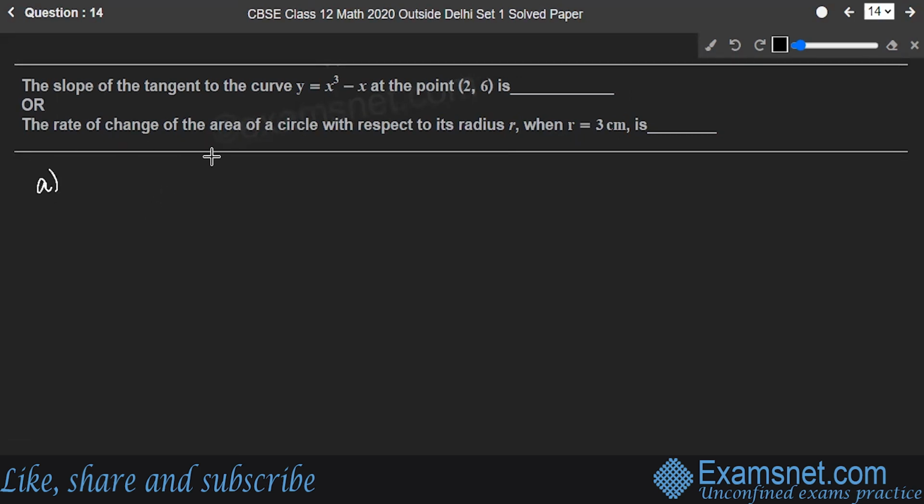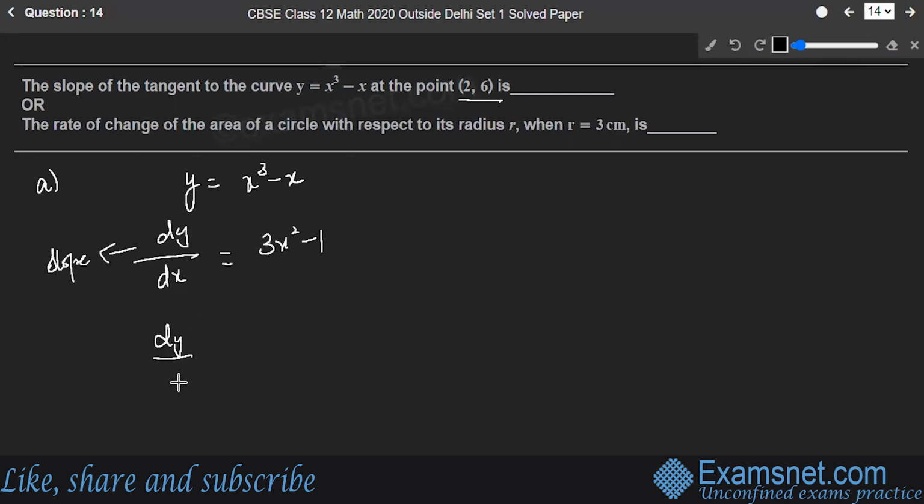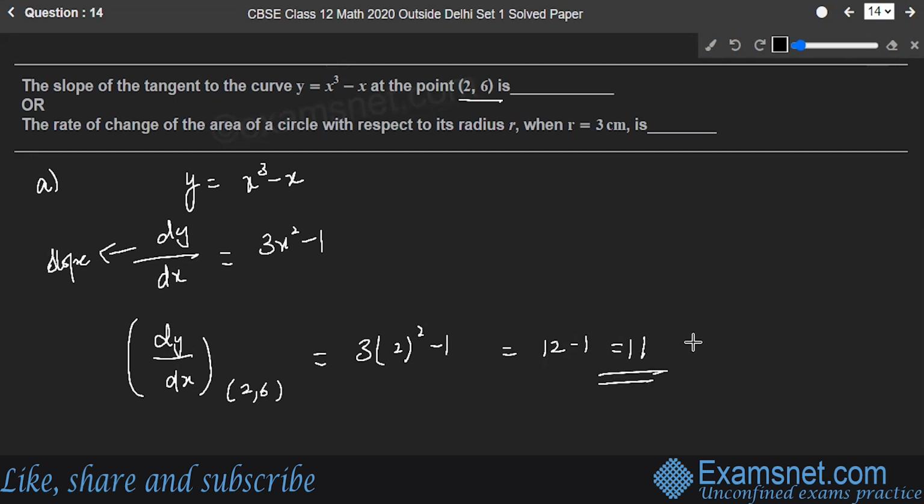The A part says the curve is y equal to x cube minus x. Let's differentiate both sides with respect to x. You have 3x square minus 1. The given point is (2, 6), and this actually represents the slope of the curve. So dy by dx at the point (2, 6) is given by 3 into 2 square minus 1, which is equal to 11. So 11 is the correct answer.